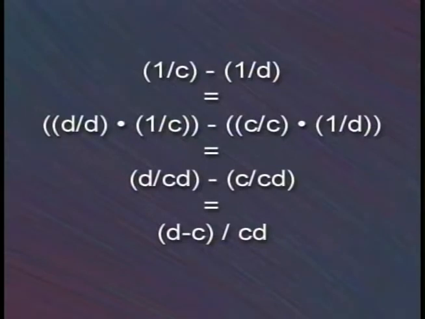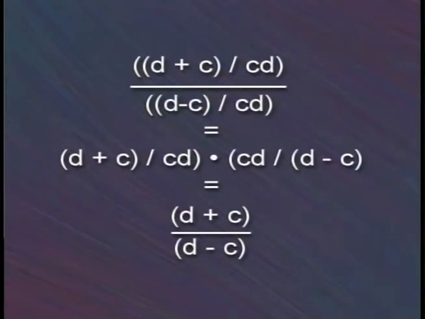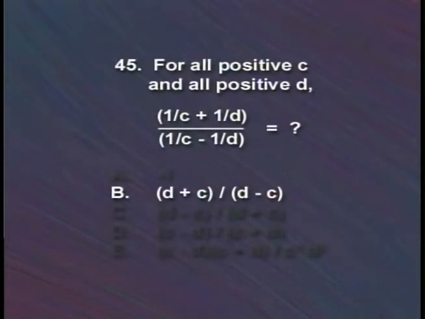Use the common denominator to simplify the fractions in the denominator. 1 divided by C becomes D divided by CD. 1 divided by D becomes C divided by CD. Add the fractions to get D minus C over CD. Now, to finish the problem, to divide by a fraction, invert and multiply by the denominator. In this case, the CD's cancel, so the final expression is D plus C divided by D minus C. The correct answer is B.